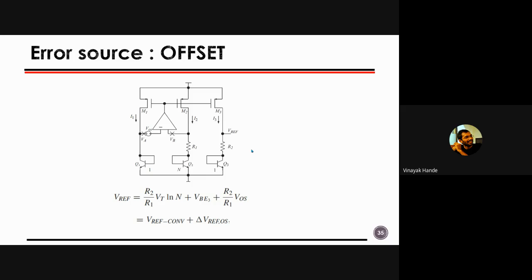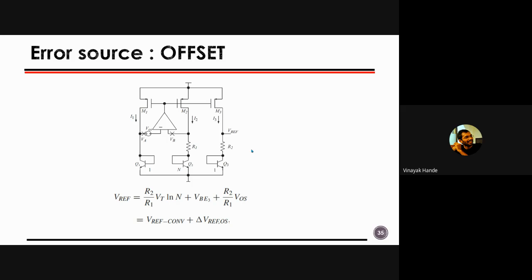First thing first, that is offset. Offset of op amp is a benign thing. If somebody is claiming that my operational amplifier is having a zero offset, then you can straight away say that he is lying, right?